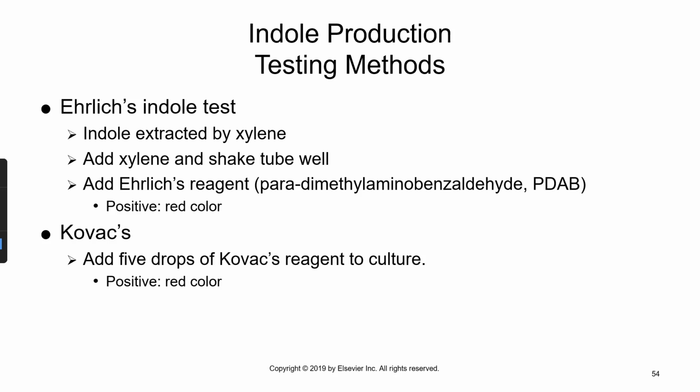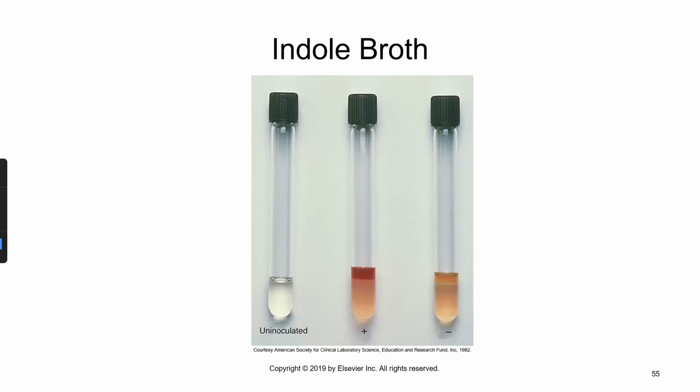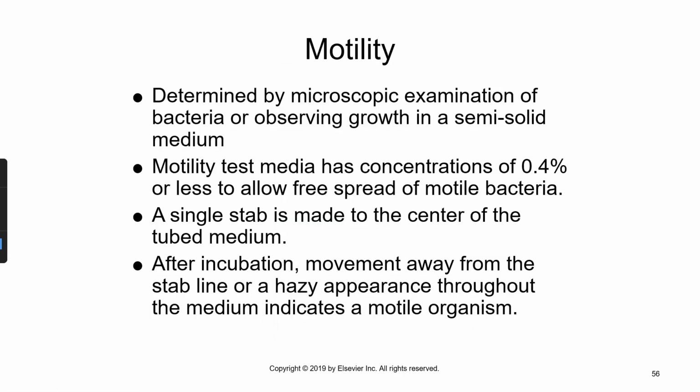I've seen the Kovacs reagent used more often. I've also seen the DMACA indole rapid test being used in clinical labs. Here you can see a positive versus a negative result. The top of the tube is red for a positive, versus a yellow or clear color.